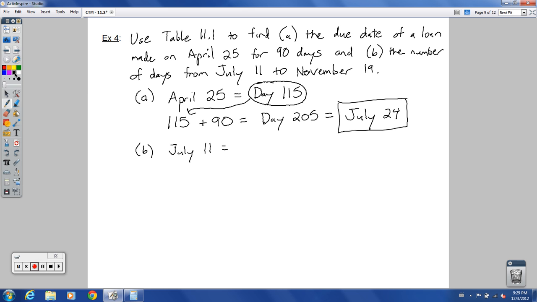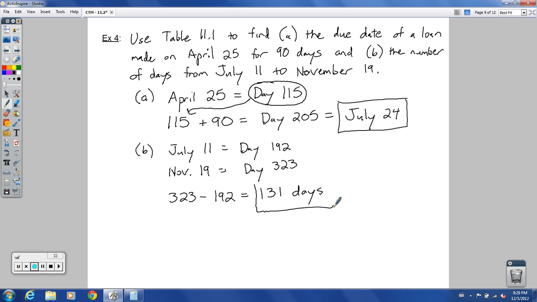So we'll go back to the problem now. So we have day 192. And November 19, I'll abbreviate that like that. November 19, day 323, there we go. And then 323 minus 192, that's the difference in your days. That would be a kind of a strange time period for a loan, but a 131 day loan if you were to have a loan spanning from July 11 to November 19. So 131 days, something like that with that problem.